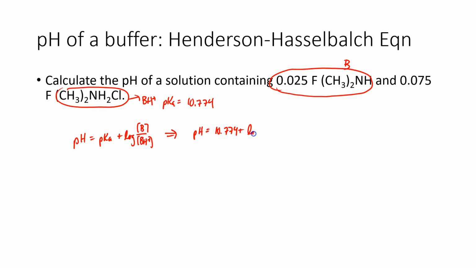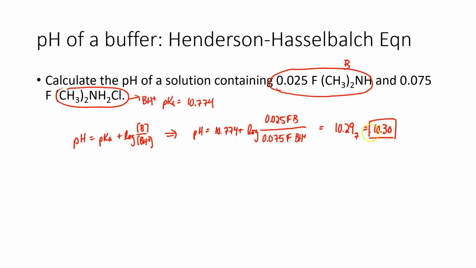So the pH would be 10.774 plus the log of, well, the concentration of B is 0.025 formol over the concentration of BH plus, that's 0.075 formol. And when I did the arithmetic, I got 10.29 with an insignificant 7. I suppose you could call that 10.30.